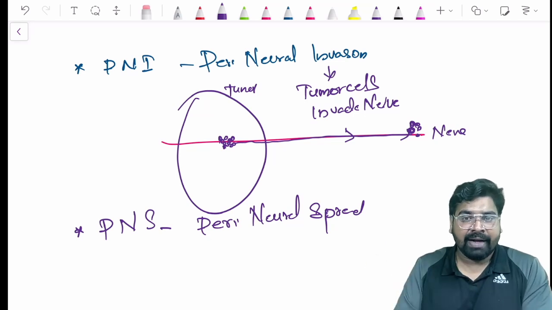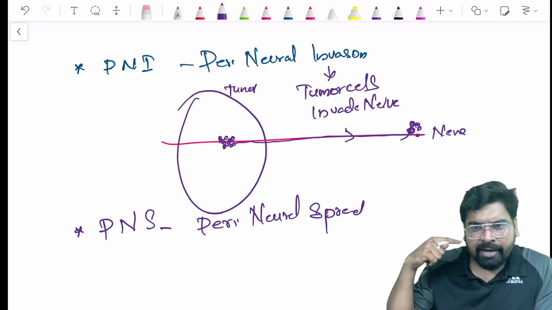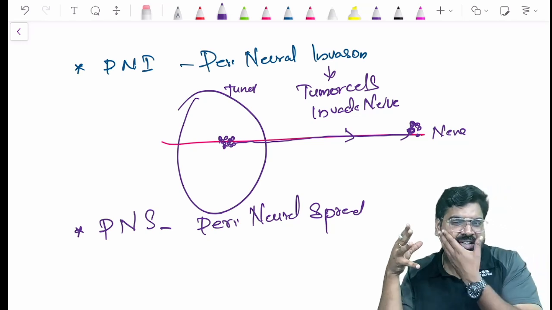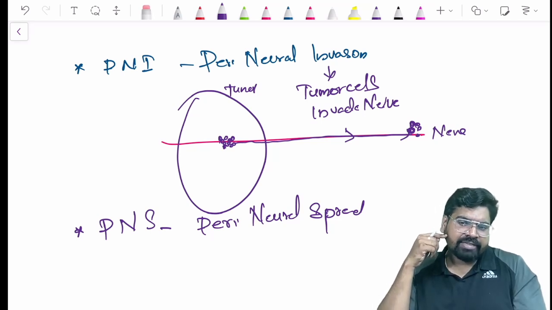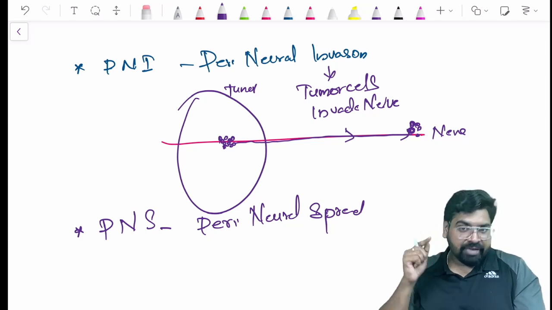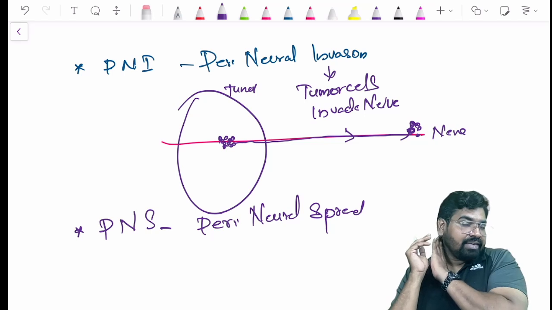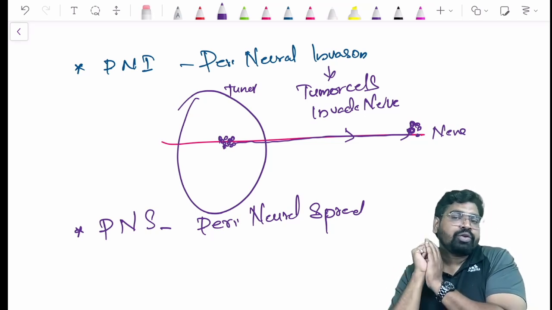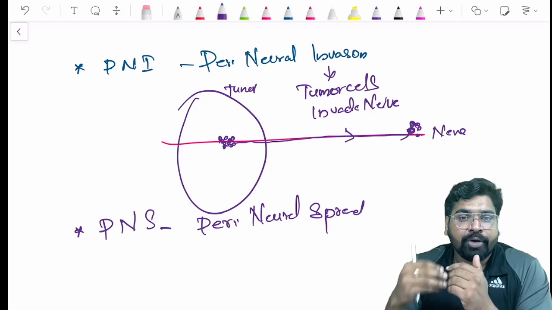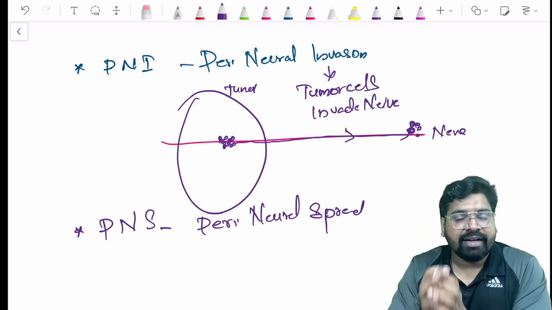In my experience, there was a case of parotid gland adenoid cystic carcinoma where the tumor cells had invaded the facial nerve. The patient had symptoms of facial nerve palsy, and when the facial nerve was traced back, the tumor was involving the nerve till the base of the skull. The surgeon had to dissect till the base of skull and take the nerve, doing a neurectomy. So the tumor may be in the parotid, but it has invaded the nerve and gone through the nerve. That is perineural spread.